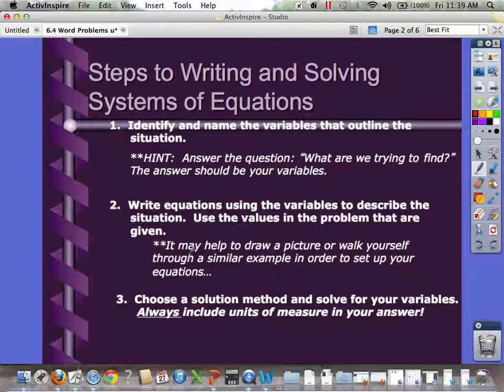And then the last thing, choose a solution method and solve your variables. Always include units of measure in your answers. So if they're talking about inches, you need to say whatever your answer is, inches. If they're talking about feet, use whatever your answer is, put feet. So you're going to be setting this up whichever method you want to use, whether you want to use graphing, substitution, or elimination. It's totally up to you at this point when you're doing word problems.